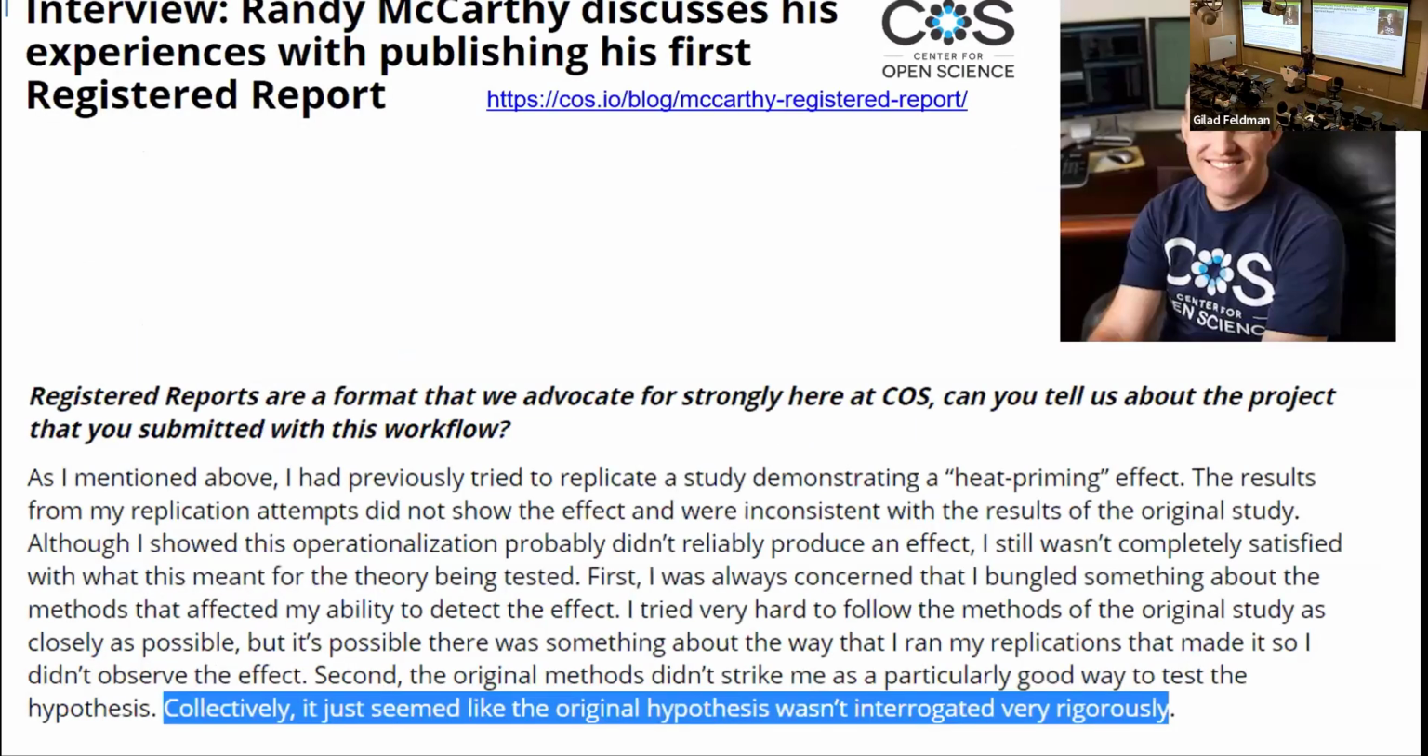This is from an interview that Randy did with the Center for Open Science, with which he is affiliated. You can see him wearing the t-shirt over here. This is from the interview. And his conclusion is, collectively, it seems like the original hypothesis was not interrogated very rigorously. He came to this conclusion not just because the replication failed, but also because when he did what you're doing, an assessment of the original article, he noticed things that actually don't make much sense.